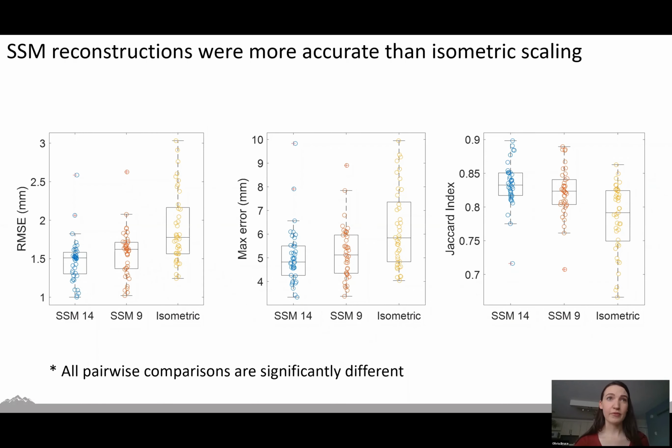And looking at the absolute values, SSM reconstructions had really good accuracy. So RMSE was 1.5 to 1.6 millimeters, which is quite good. And the maximum error was about 5 millimeters, so half a centimeter at worst, on average.